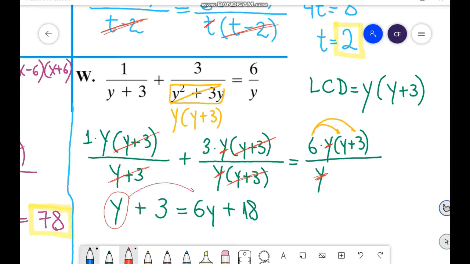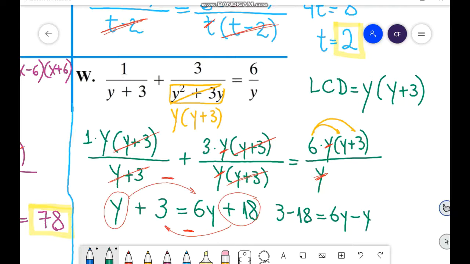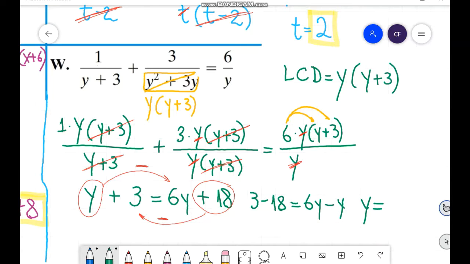Move this y, it becomes negative y. Move this 18 to the other side, it becomes negative 18. Then we have 3 minus 18 equals 6y minus y. And 6y minus y is 5y, and 3 minus negative 18 is negative 15. If you do all the simplifications and addition property, multiplication property, you're going to find that y equals negative 5. Negative 15 divided by 3, negative 5.